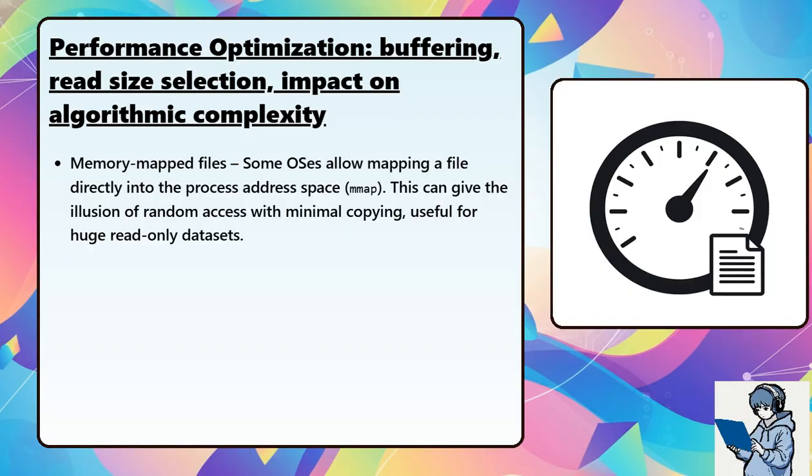Memory mapped files. Some operating systems allow mapping a file directly into the process address space, mmap. This can give the illusion of random access with minimal copying, useful for huge read-only datasets.